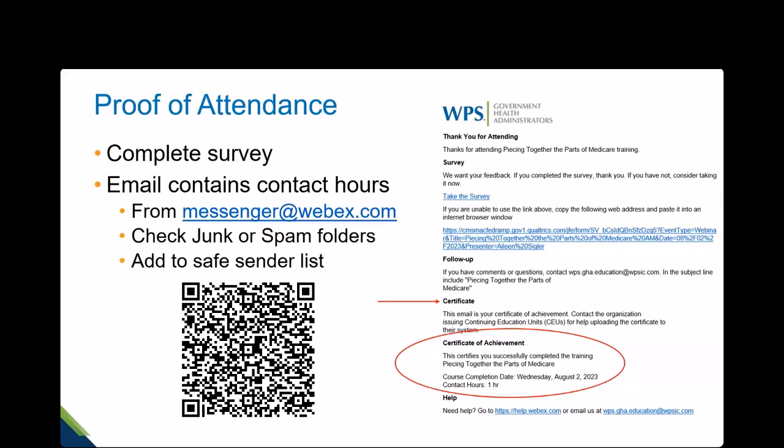The email is going to contain all that information we talked about. Over on the left-hand side of your screen, this email is going to come from Messenger at webex.com. If you don't get it within the next 2 hours, check your junk or your spam folders, and then you want to add that email address to your safe sender or safe receiver list so that it comes into your inbox as opposed to your junk or spam folders. Aline, we can go on to the next slide.